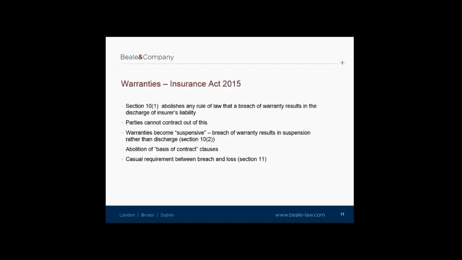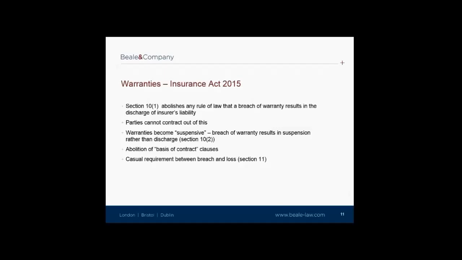Insurers sought to rely upon this as a breach of warranty due to another clause within the policy converting all sections of the policy to warranties. The court found that this was merely a suspensive condition as opposed to a warranty. It stated that whilst the insured was in breach of the condition, no cover was available. However, cover was restored once the breach was remedied.